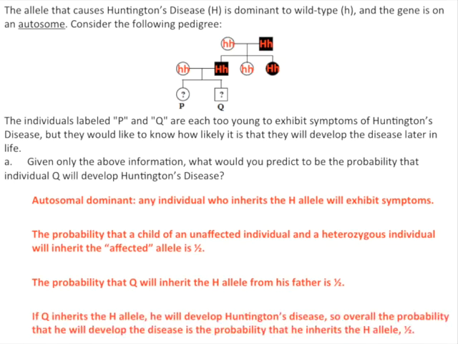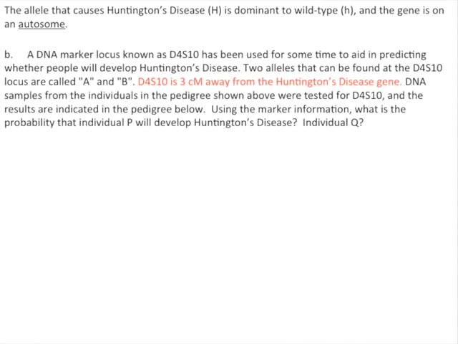If Q inherits the big H allele, he will develop Huntington's disease. So overall, the probability that he will develop the disease is the probability that he inherits the big H allele, or 1/2. This is the same probability that individual P, his sister, will develop Huntington's disease. Now, let's look at the next part of the problem.